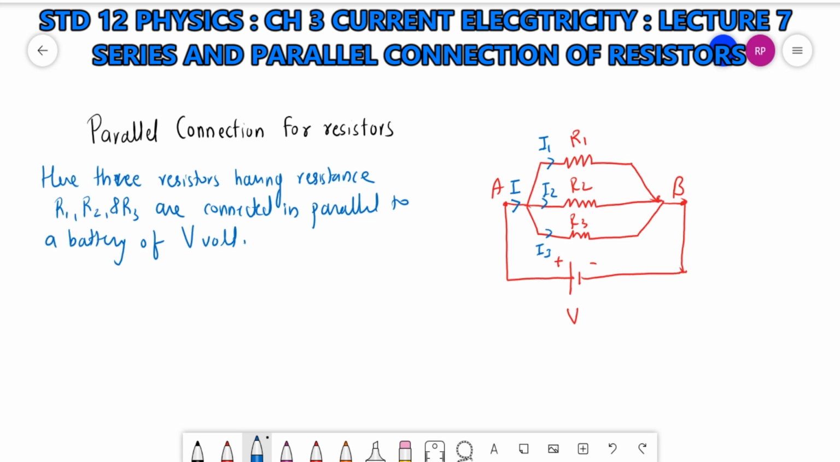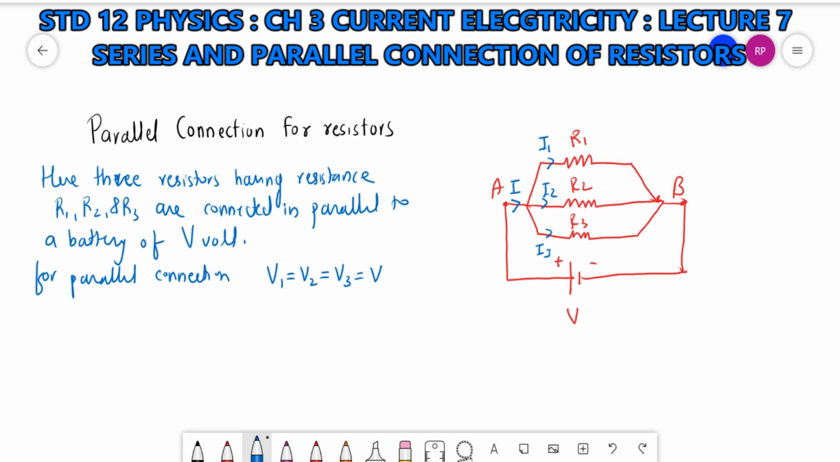Now as this is a parallel connection, the voltage drop across all the three paths will be the same. Means the potential difference across all the three paths is the same. So what I am writing, V1 equal to V2 equal to V3, and that will be equal to V.